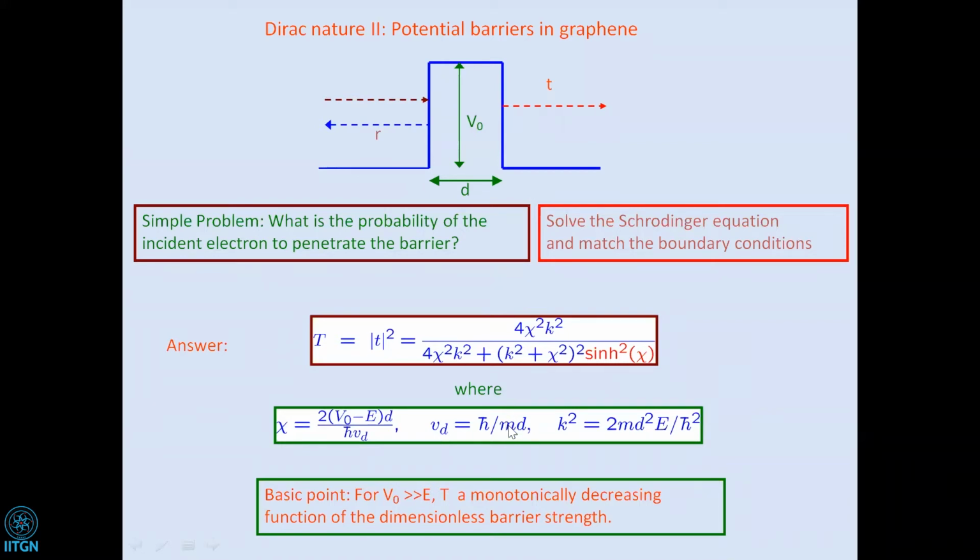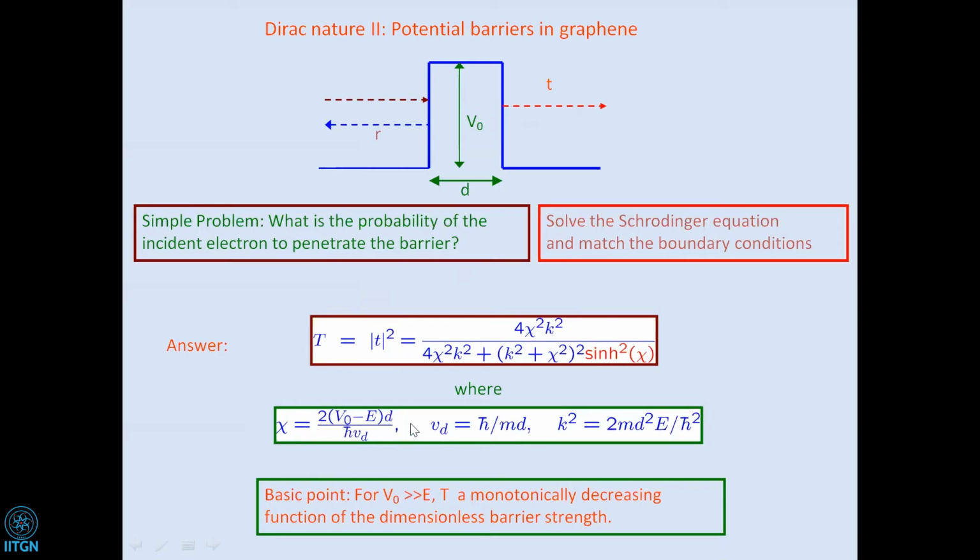It's h bar divided by the mass of the electrons and the thickness of the barrier, whereas this V naught divided times d is essentially the strength of the height of the barrier times its dimension, the extent. So when this chi, this dimensionless barrier strength, is large, you see that the tunneling exponentially decays with the barrier strength.